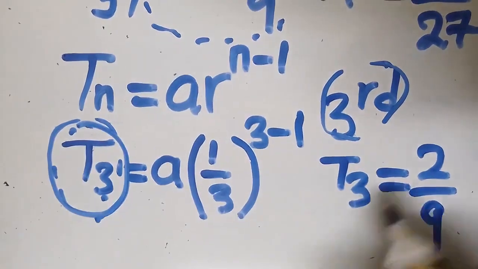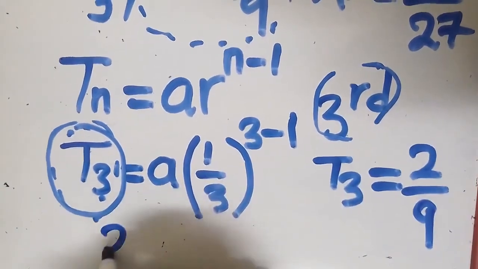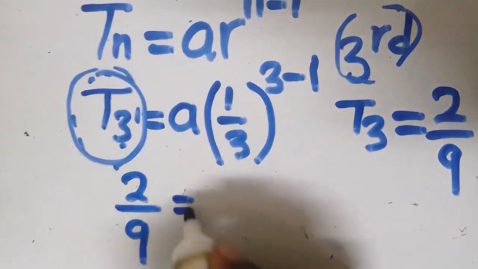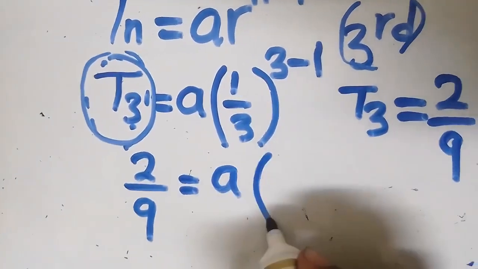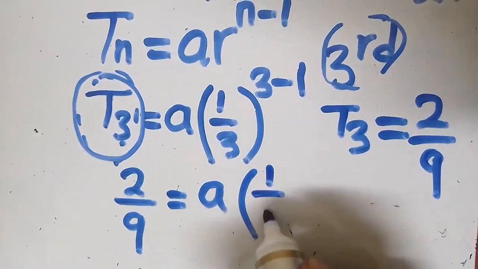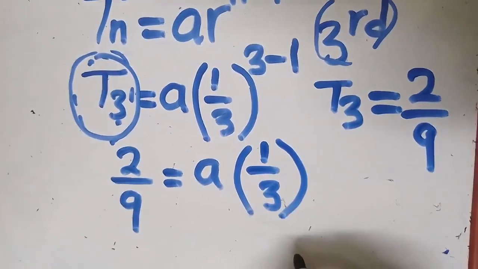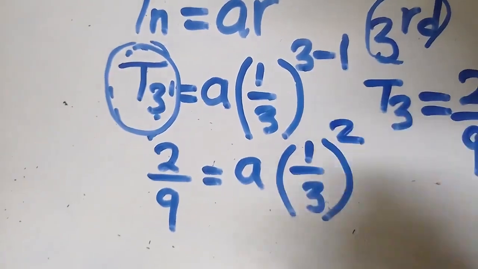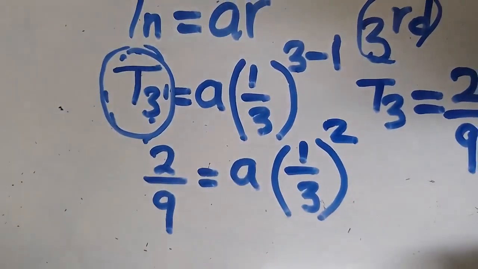You even note here, T3 is equal to what? 2 over 9, which is equal to, you do this, then 1 over 3, cross, to the power what? 3 minus 1, it is 2. Have you seen? This is what you are going to have.